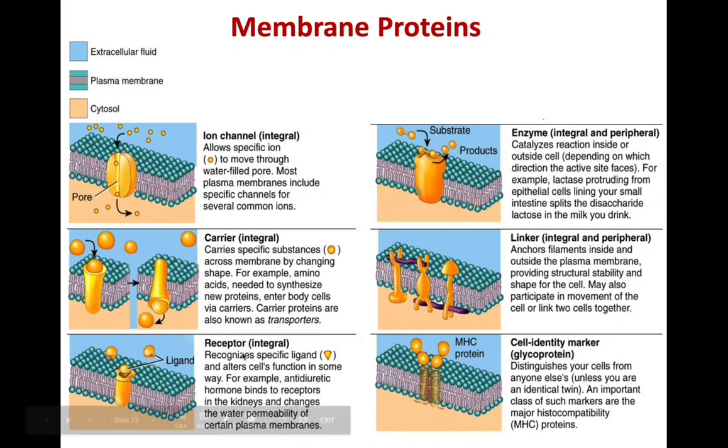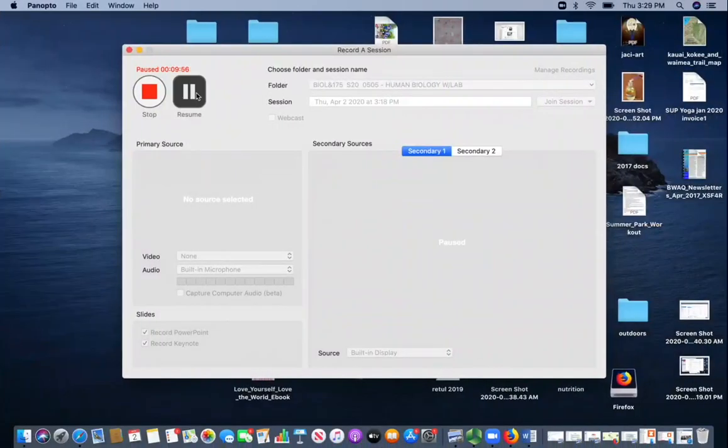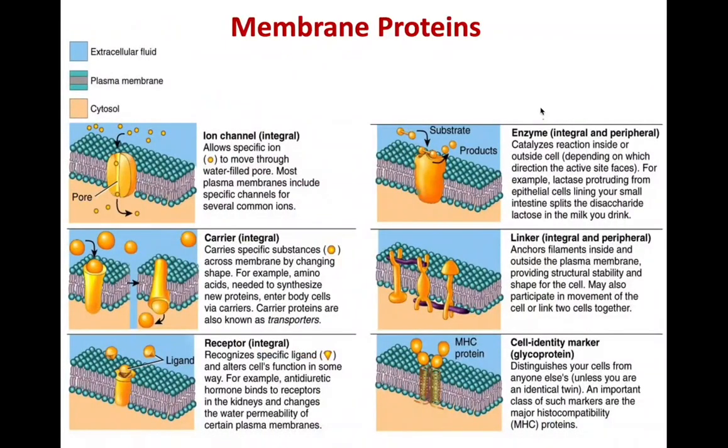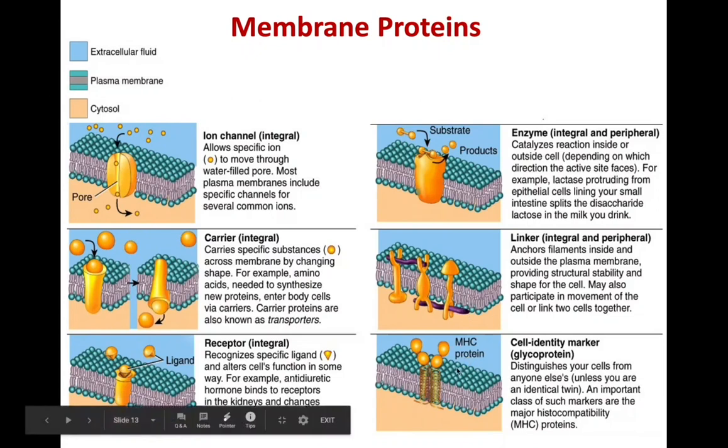The receptor here is another integral protein. It recognizes a specific ligand that's going to alter the cell's function in some way. So then we can have enzymes. They can be either integral or peripheral, catalyzing a reaction on the inside or outside. Linkers, they're integral and peripheral. They can anchor filaments inside or outside the plasma membrane. These help with stability. And then the MHC, which is a cell identity marker.